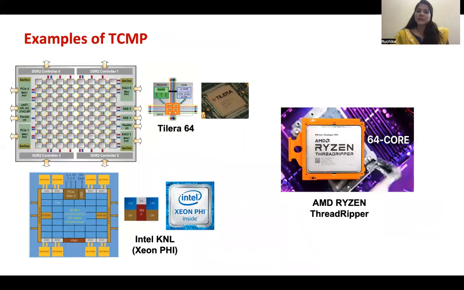These are a few examples of TCMP: Tilera 64, Intel KNL Xeon Phi, AMD Ryzen Threadripper, which is a 64 core machine.